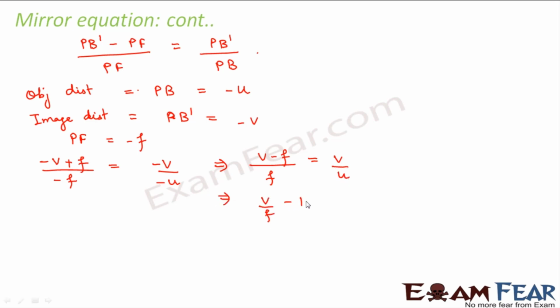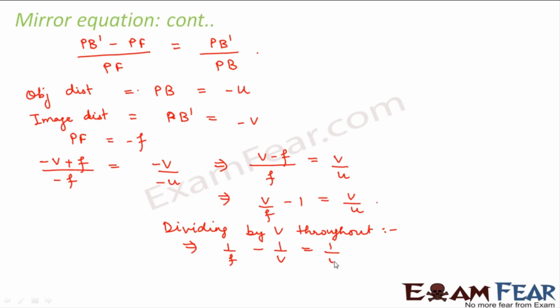So we get v by f minus 1 is equal to v by u. Now dividing the entire equation by v, on both left hand side and right hand side, what do we get? We get 1 by f minus 1 by v is equal to 1 by u. Or we can write it as 1 by u plus 1 by v is equal to 1 by f.